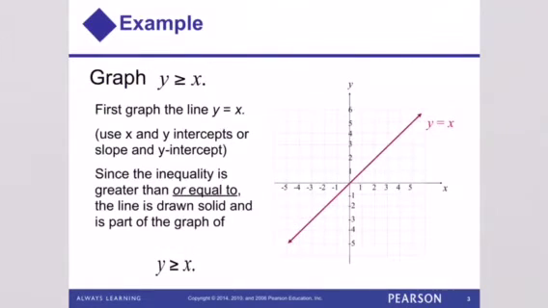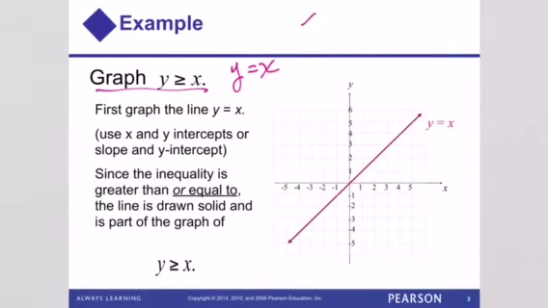Okay, so let's graph one of these babies. I don't think you really need to write much down here. Just watch and follow and see if it makes sense. So the problem we have is we want to graph y is greater than or equal to x. Now, if this weren't an inequality and it were a regular equality, it'd be y equals x.